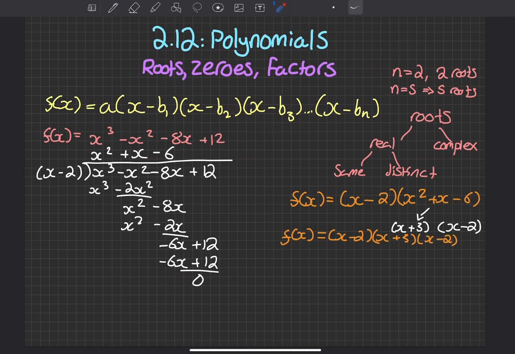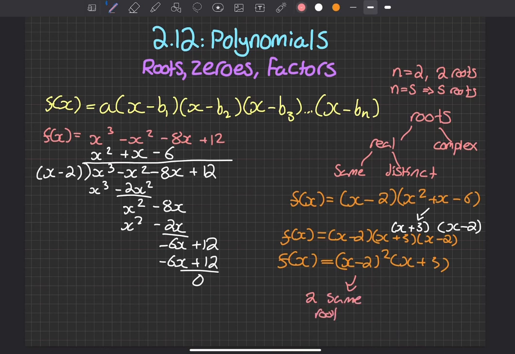Okay, so basically, your function can be written as x minus 2, x plus 3, x minus 2, right? Now you have it in this form. However, you'll see that these two are the same, so you can simplify this by putting them together and having x minus 2 squared multiplied by x plus 3. Since this is squared, you know that your function has two same roots, right? And one distinct. And these are all real roots. You have no complex numbers.